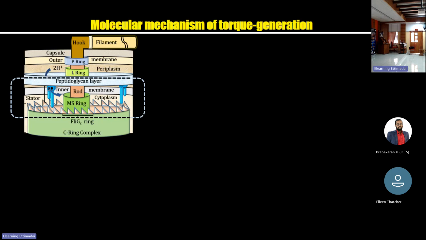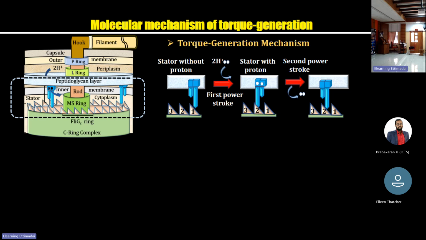If you look at the BFM, this is the filament and this is the hook, and here the FliG protein is there. This is the stator. H plus ions mainly enter from the periplasm to the cytoplasm through the stator. They contact the FliG protein and make a power stroke. What is a power stroke? A power stroke means just a push, this type of force.